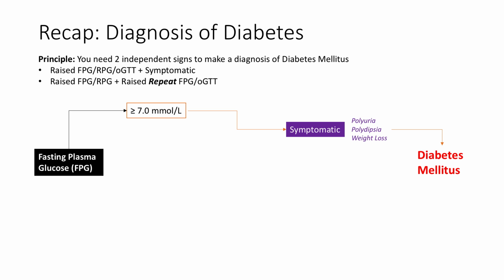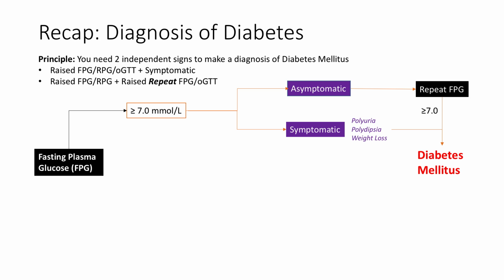Next scenario: a patient comes in for screening, blood glucose above 7, is otherwise asymptomatic. Is it sufficient? Not sufficient. So what do I have to do? I have to repeat. I repeat the FPG, and if it's above 7 again, then it's diabetes.